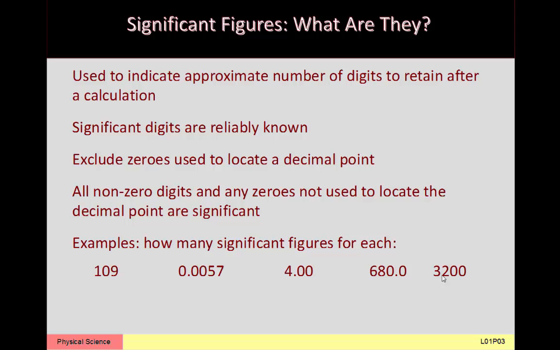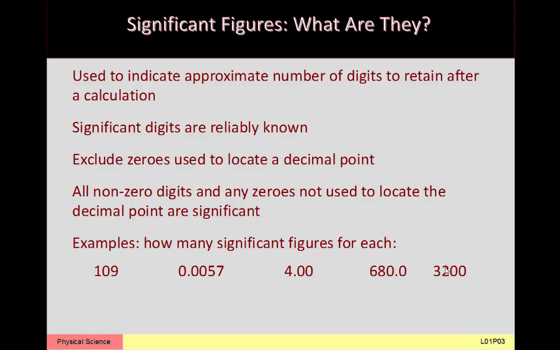Finally, we turn to 3200. 3200 is sort of an odd beast. The usual way that we'd say this is there's 2 significant figures, 3 and 2, because these 2 are needed to locate the decimal. The decimal would go right here. With that said, this is not actually a hard and fast rule. These zeros we usually, for convenience, treat as not significant, but in fact they may be significant.